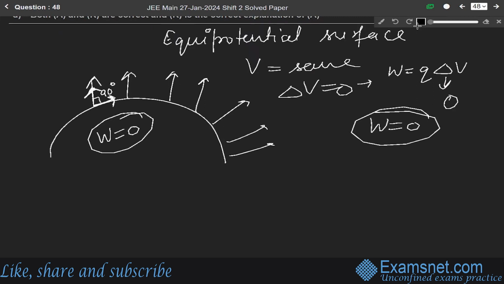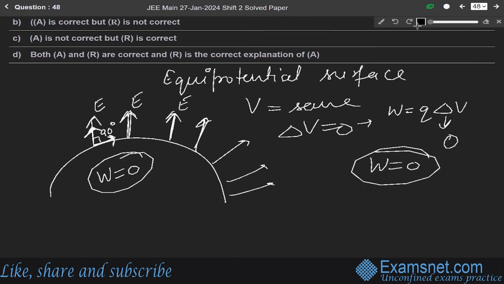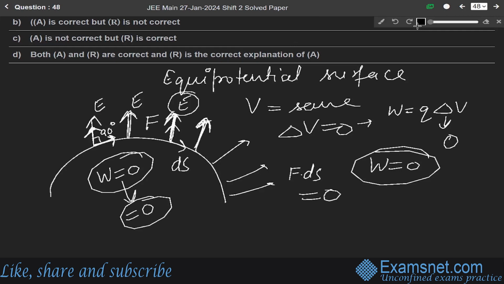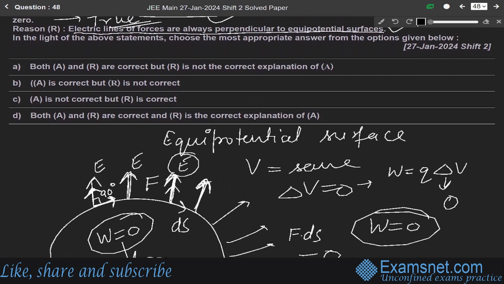So work done is equal to 0 because the electric field lines are always perpendicular to equipotential surfaces. When the electric field lines are perpendicular to equipotential surfaces, then only we will get force in this direction and displacement in this direction. So F dot ds will be equal to 0 and the work done will be 0. It means the first statement is correct and the reason for this statement is also correct. So our correct answer is option D, that is, both A and R are correct and R is the correct explanation of A.